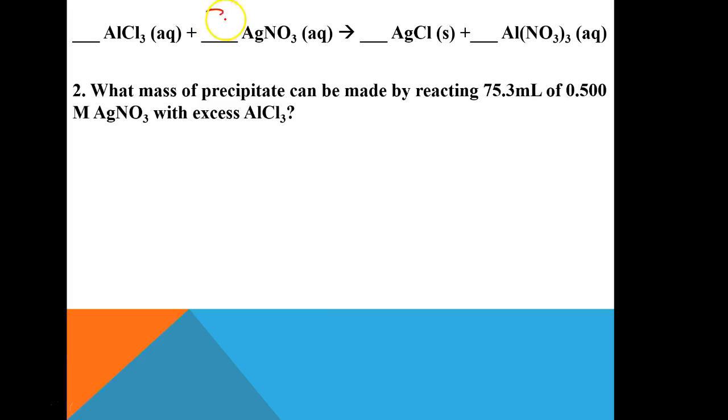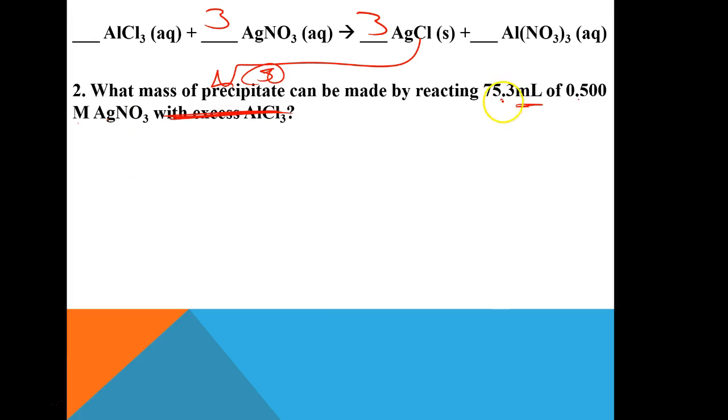Again, there's a 3 here and a 3 here. And again, with excess, we're just going to cross that right off. We don't need that at all. What mass of precipitate can be made by reacting 75.3 milliliters of 0.5 molarity AgNO3? So again, we're still looking for our solid. Every time it says precipitate, that's what they're looking for.